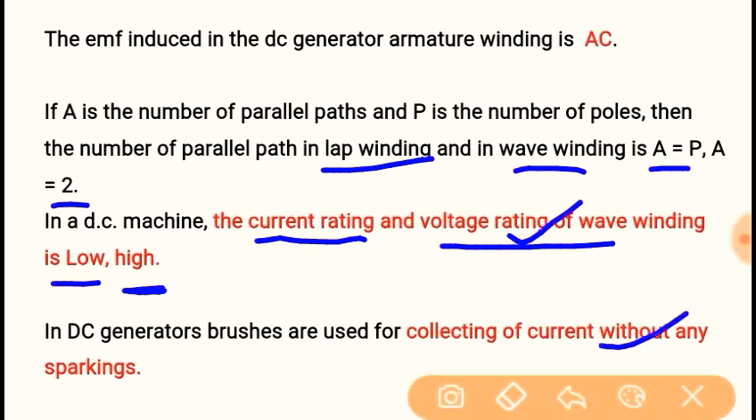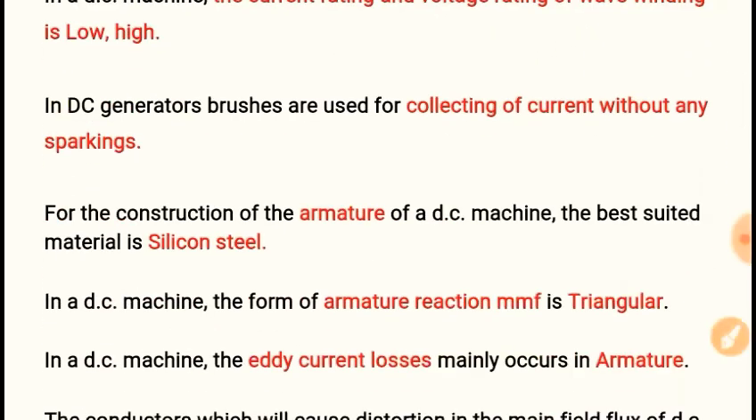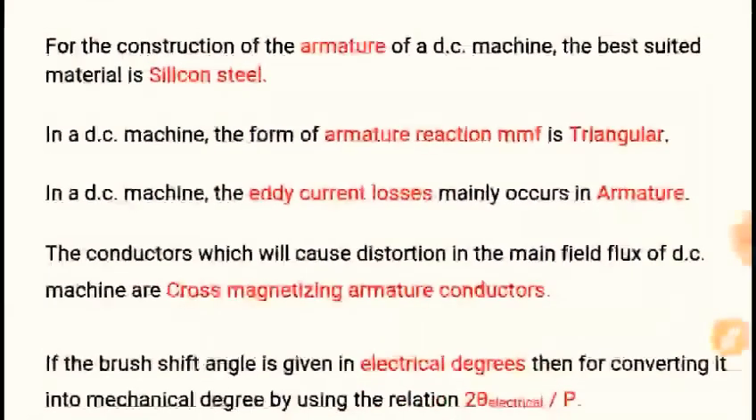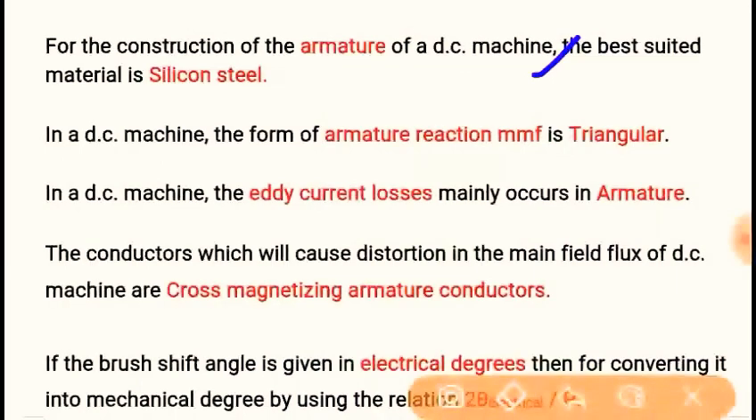Next one, in DC generators, brushes are used for collecting currents without any sparking. That's why we go for the brushes. That is the main function of the brushes. For the construction of the armature of a DC machine, the best suitable material is silicon steel. In a DC machine, the form of armature reaction MMF is triangular.